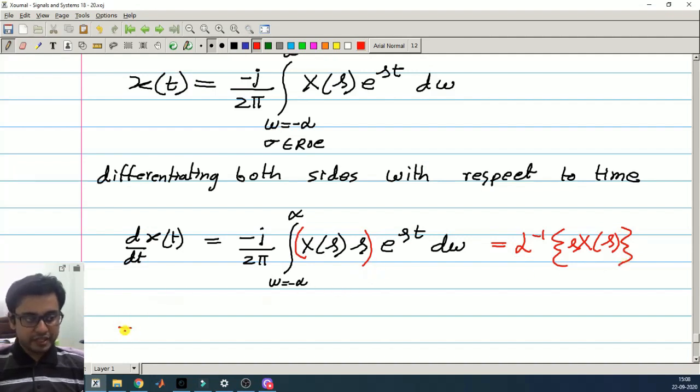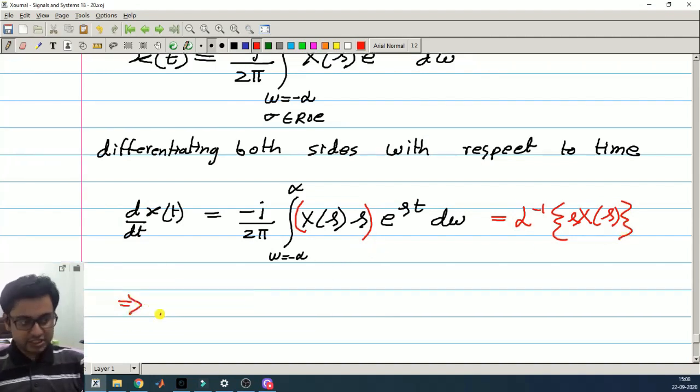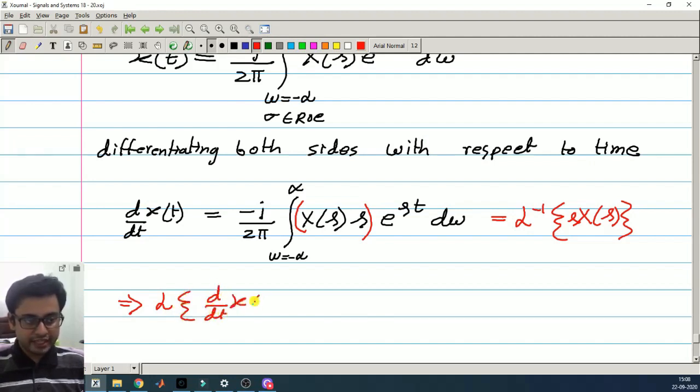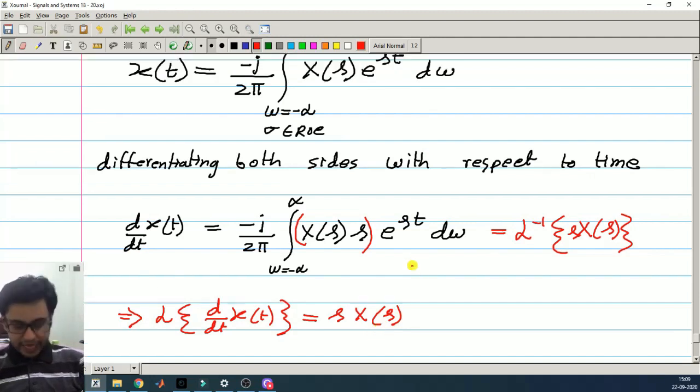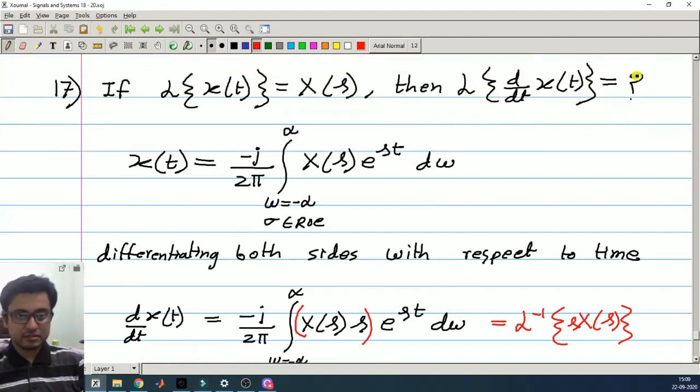Okay, so that means the Laplace transform of d/dt of x is s capital X of s. So that is the answer. This is s capital X(s).